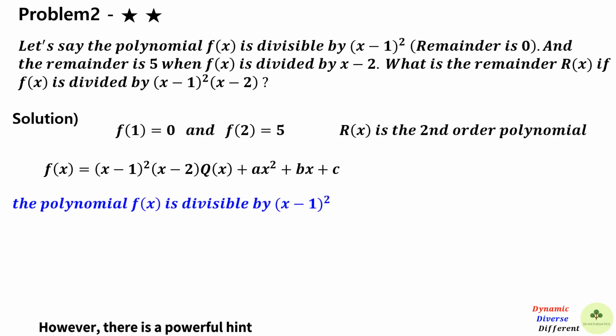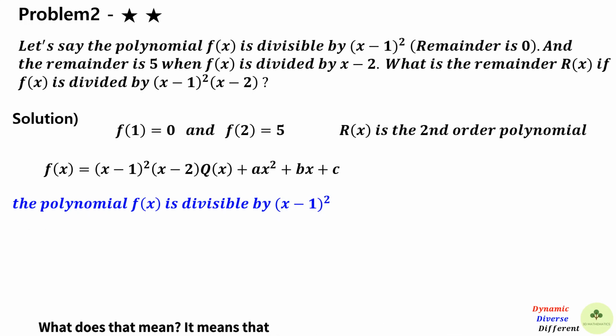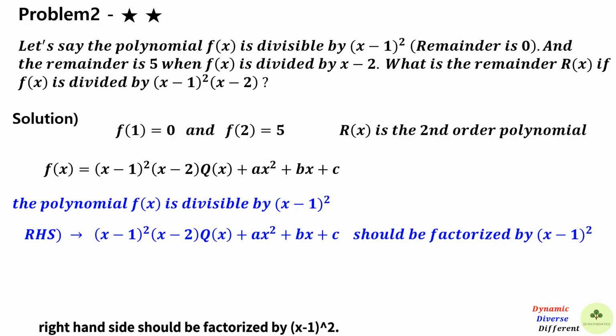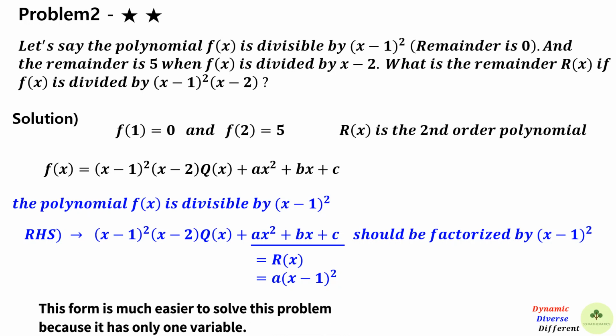However, there is a powerful hint in our problem. That hint is the polynomial f of x is divisible by x minus 1 squared. What does that mean? It means that the right-hand side should be factorized by x minus 1 squared because the function f of x is divisible by x minus 1 squared, right? It means that the remainder can be expressed as a times x minus 1 squared. This form is much easier to solve this problem because it has only one variable. Okay?